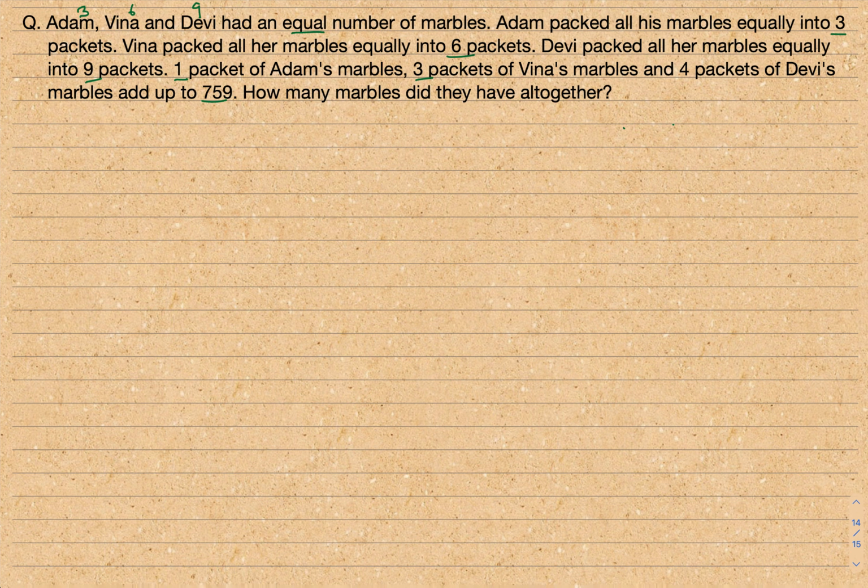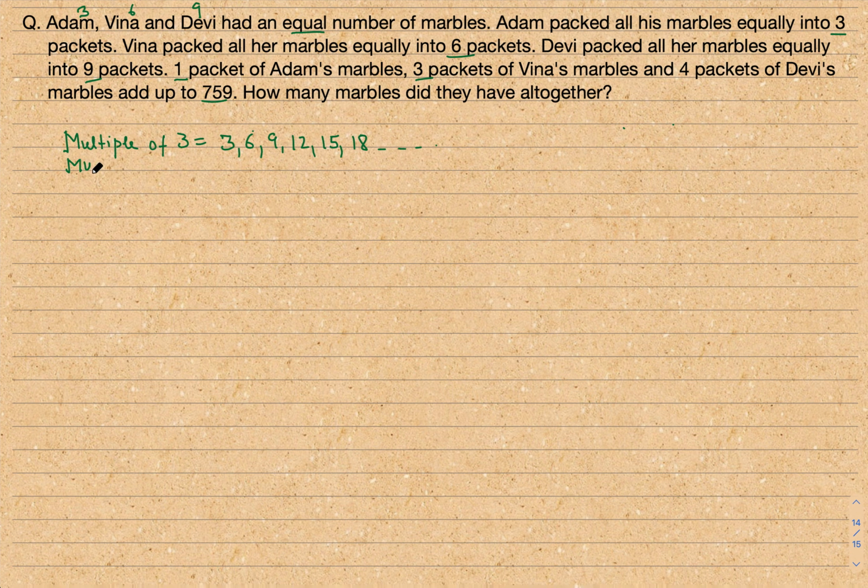I hope in primary 6 all of you must be very familiar with this. Those who are not, for them we will quickly find out the multiples of 3, 6 and 9 and then the least multiple, right? Least common multiple. So let's write it quickly. Multiples of 3 are 3, 6, 9, 12, 15, 18, and so on and so forth.